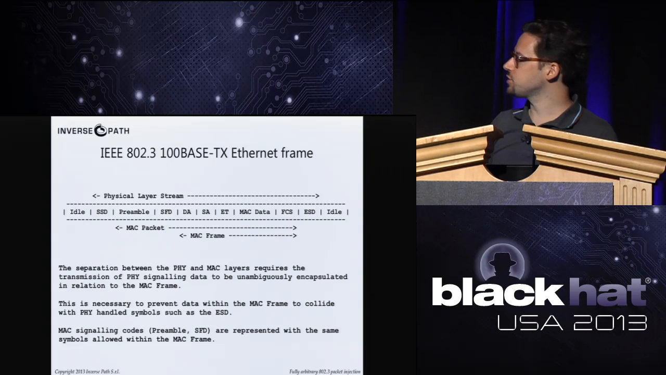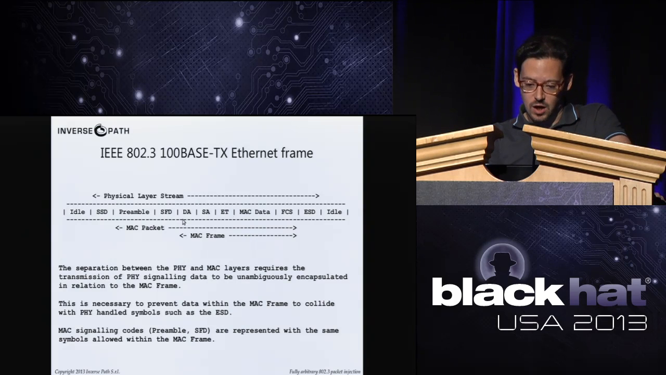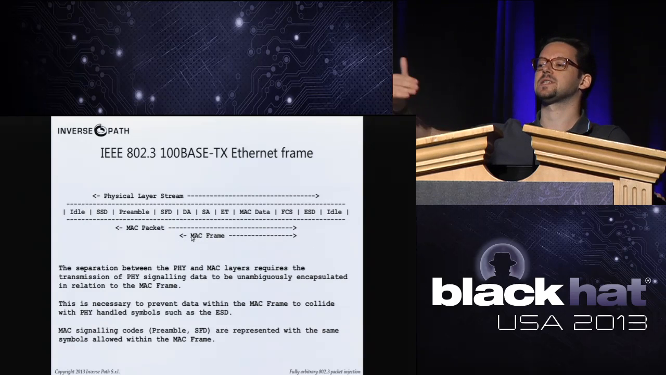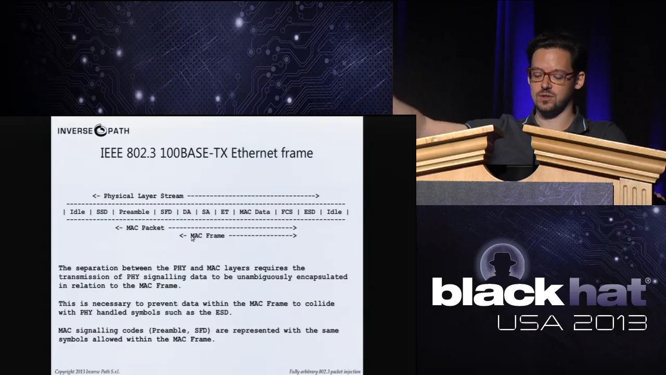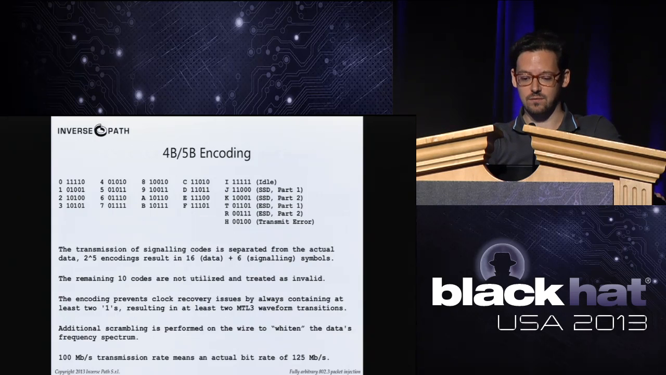So here you have this distinction between what the physical layer stream handles, so what it sends. This is called the MAC packet. This is the packet that is sent by the MAC to the PHY. And this is the MAC frame, which is what your driver on your operating system sends to the MAC. So these are the three layers which are involved.